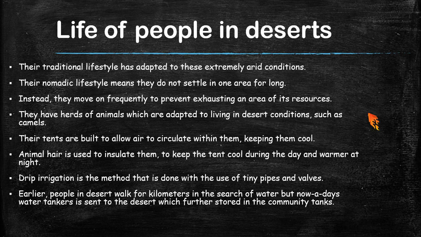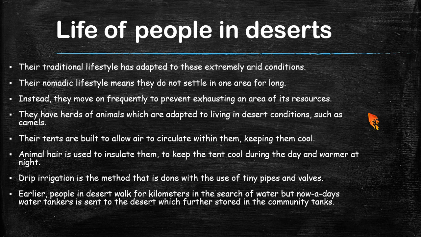A camel is the most used animal in transportation, and it also earns the name ship of the desert. Their tongues allow air to circulate within them, keeping them cool. Animal hair is also used to insulate the tent, to keep it cool during the day and warmer at night. Drip irrigation is the irrigation used in deserts, and it is done with tiny curtain balls.